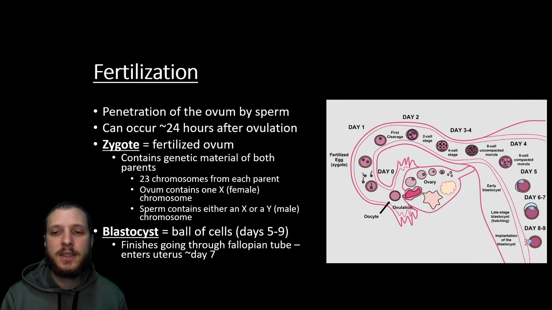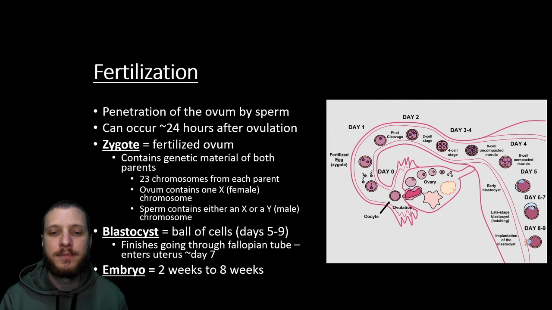And then as this zygote goes on to develop and divide further, we're going to have a ball of cells, which we call a blastocyst. This is from days 5 through 9, which we see here as our blastocyst is developing. And as it finishes going through the fallopian tube, it's going to enter the uterus and implant itself within that wall of the endometrium.